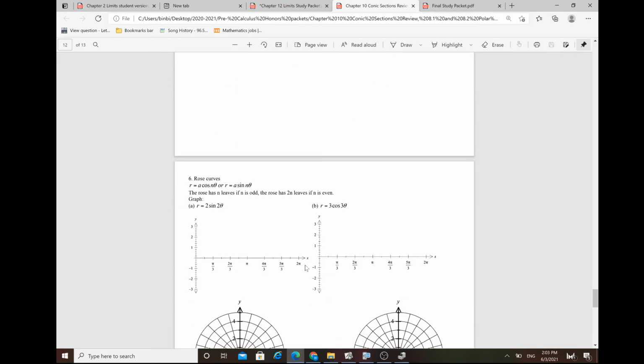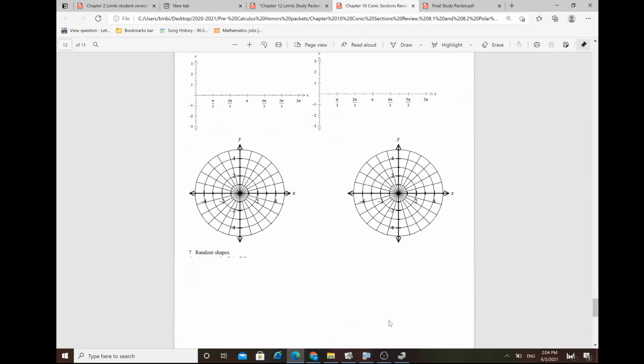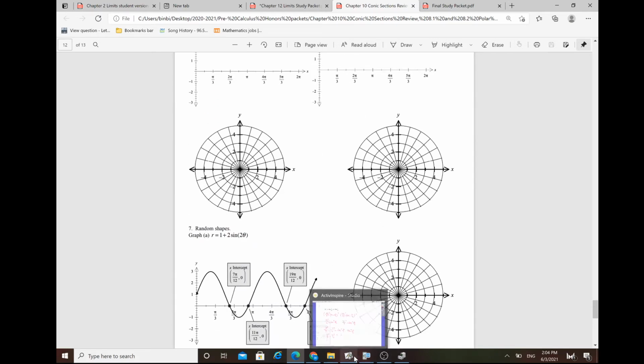And then the rose curve is just about the paddle. So a is the radius, and the rose has n leaves if n is odd. If the rose has 2n leaves, that means n is even. So you've got to be careful which one to apply. It could be written as r equals a sine of 2 theta, or r equals a cosine of 3 theta or 4 theta, depending on the number of paddles you have for the rose curve. Okay, so now let's go back to this page.